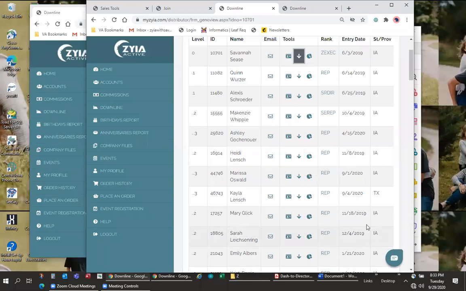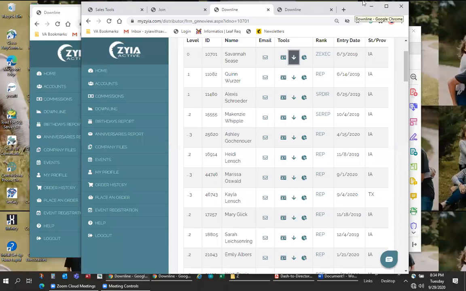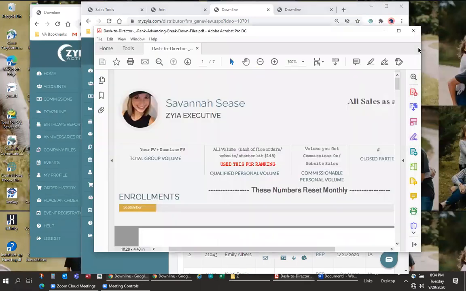And when you're looking at the team numbers, you're looking at the QPV, not the CPV. So I get asked that a lot too. You are looking at their QPV. Don't even worry about CPV as far as tracking where your team's at. Focus on the QPV.